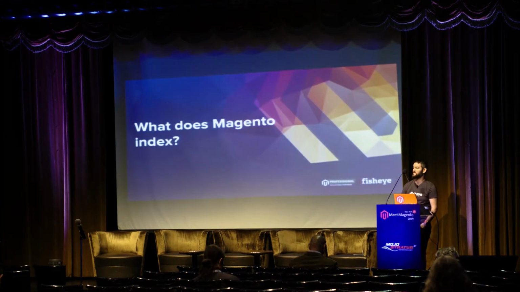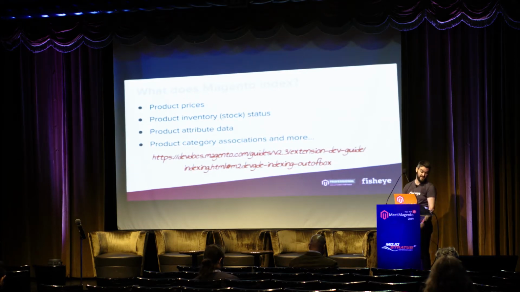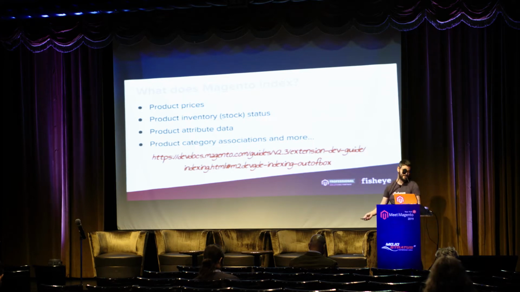So what kind of data does Magento index? Quite a lot, but I'm just going to cover a few here, mainly product related. There's prices, inventory, product attribute data for things like the layered navigation, product category associations, and obviously a lot more. But if you want to have a look, see DevDocs.